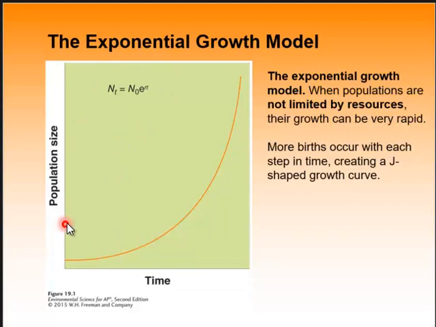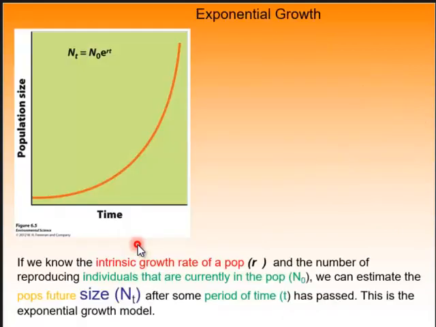And we can use this by knowing that this is how populations grow when there are no resources limiting their growth. When we know there's no resources that are limited, their population size is going to grow in this J-shaped curve. And the J-shaped curve, by the way, is more births occurring at each step in time. More births every step in time. It can be used to predict population size at any moment in time.